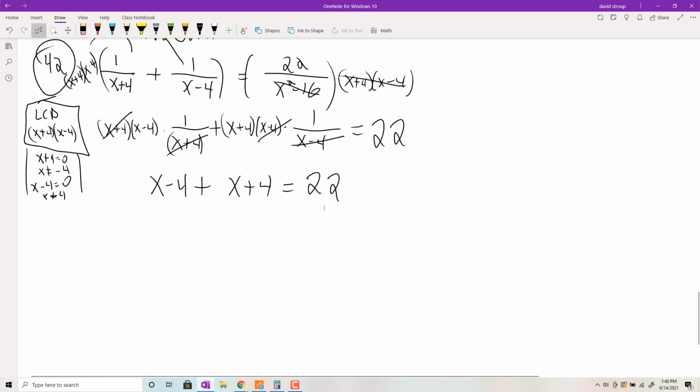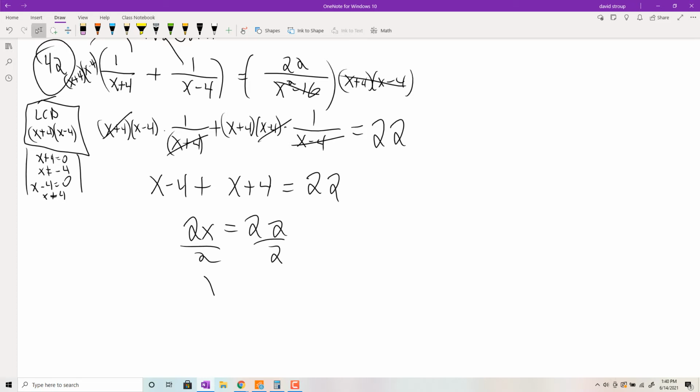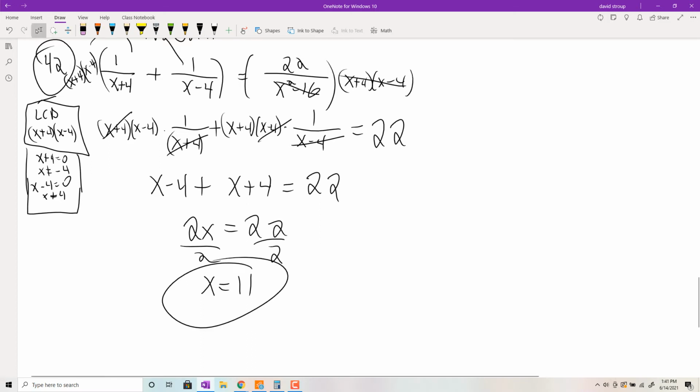Combine like terms, so x plus x is 2x. Negative 4 plus 4 is 0. Divide both sides by 2, and you're just getting 11. Check it with your restricted values. Okay, it's good. And circle it, and then you're done.